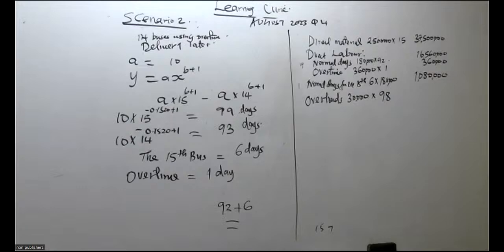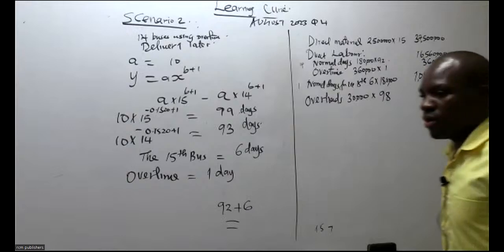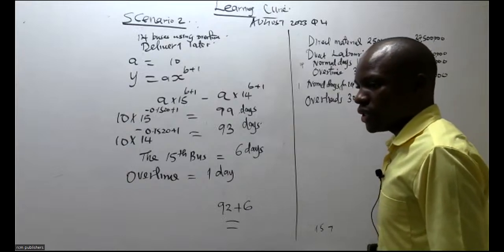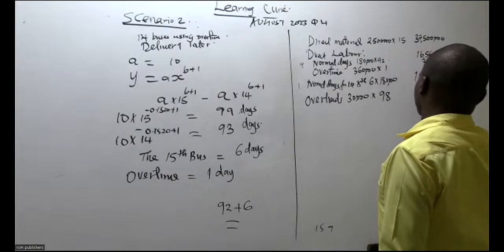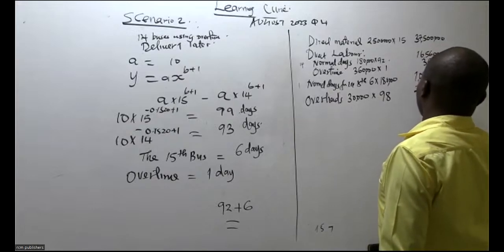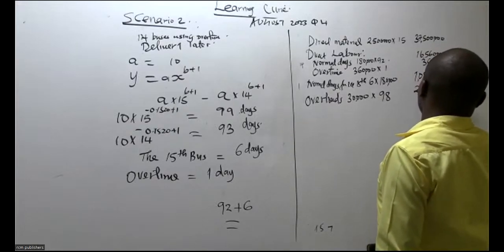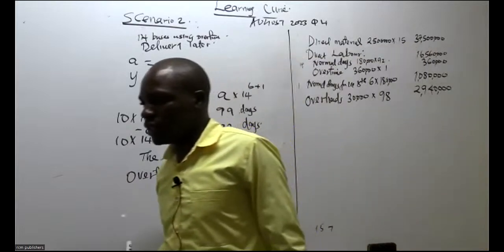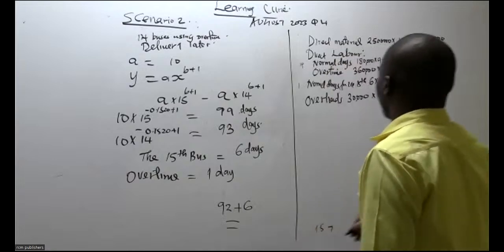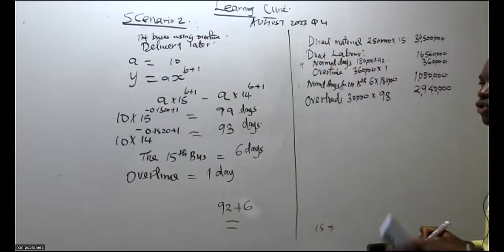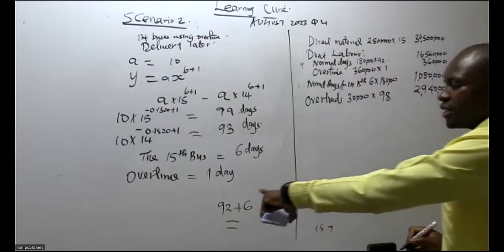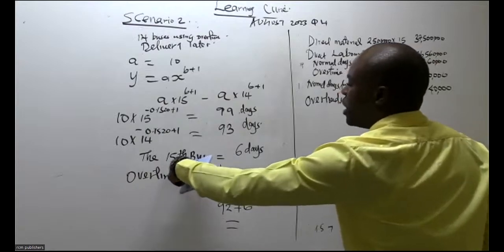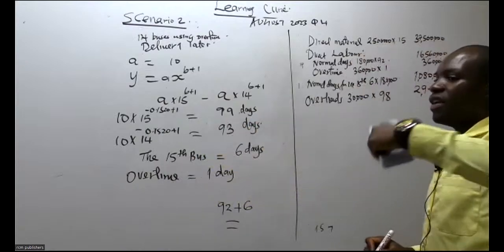98 by 30 days. 29,40,000. Is it 29 million or 29,40,000? Good. Having done that, we should not forget that this one bus was delivered after the deadline.